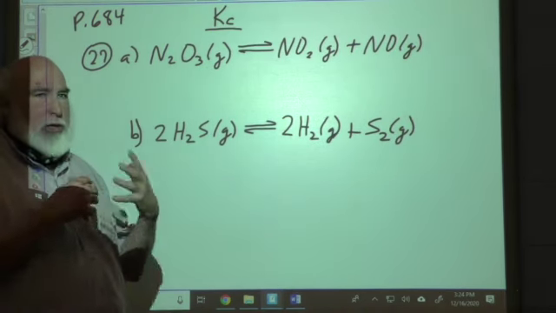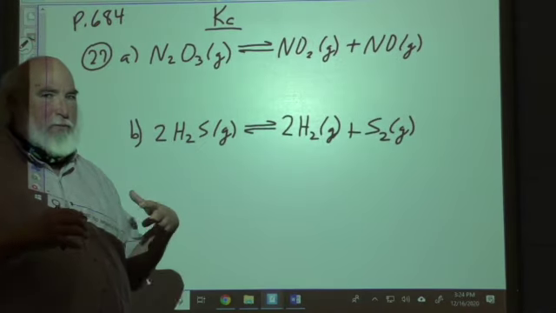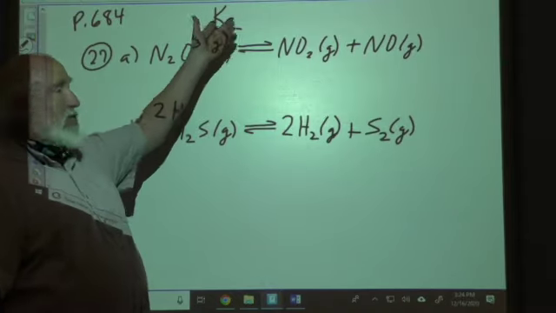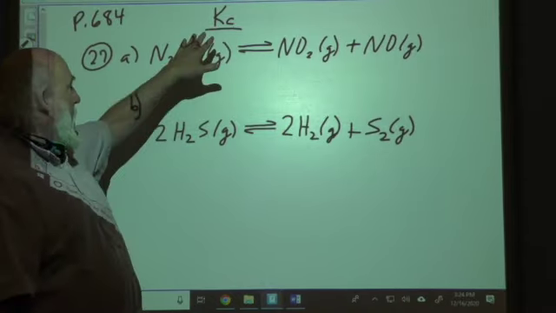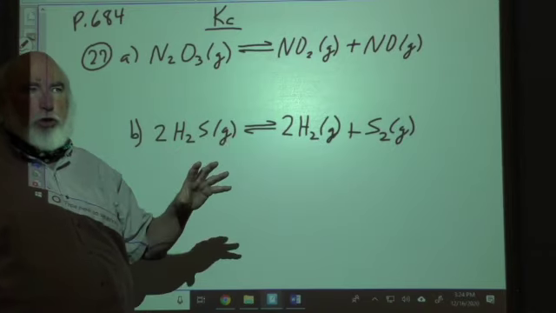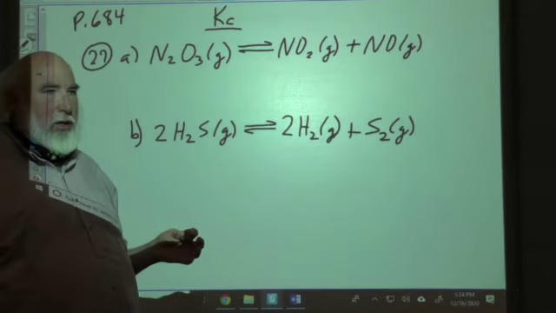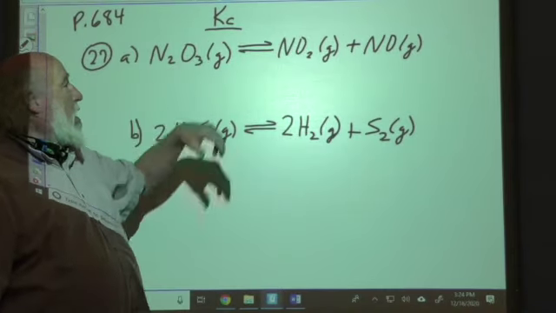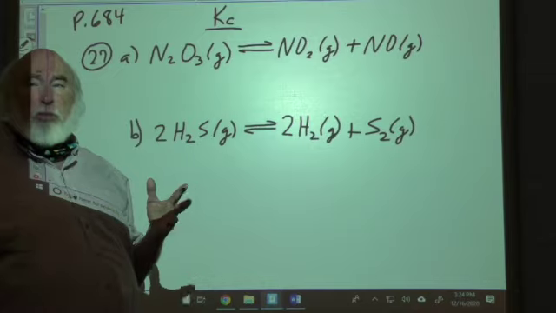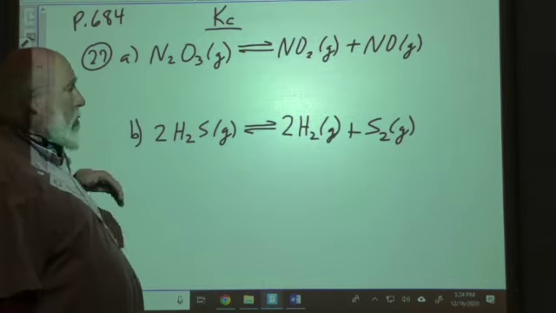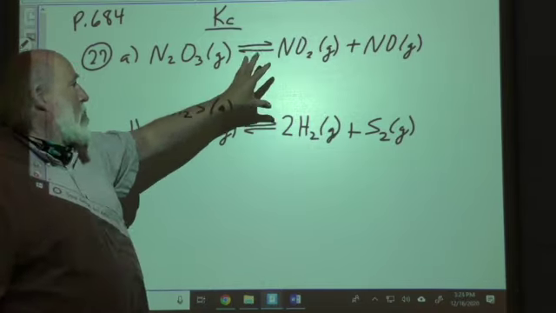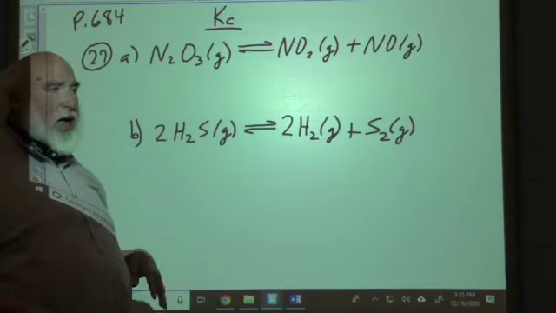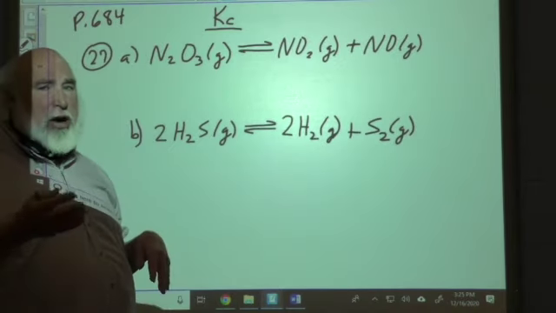Okay, now we're going to get into something that I found fascinating when I first learned about this. And that is something called KC. Now, K comes from the German word constant, which begins with a K instead of a C. The C means concentration in moles per liter. And so what we're going to look at is the relationship between the products and the reactants that turns out to be constant as long as the conditions stay the same, meaning pressure and temperature.